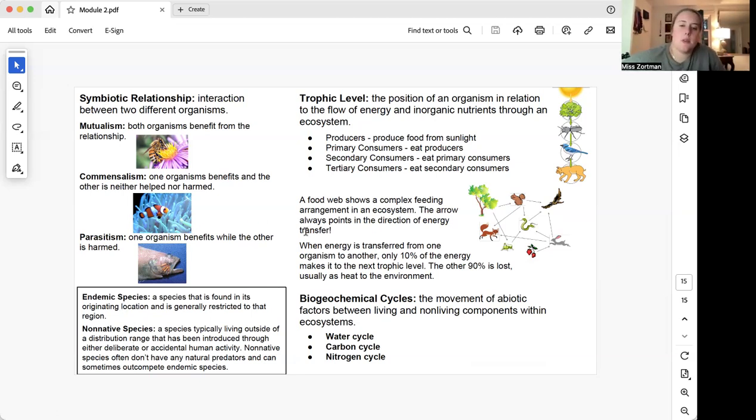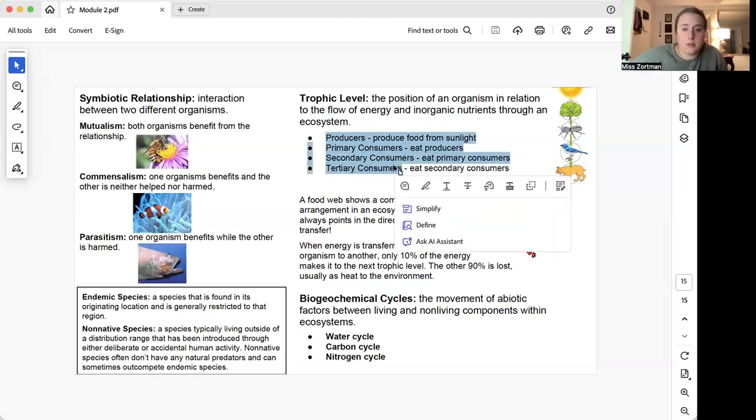Okay. And then we have food webs and food chains. Food webs, remember, are a lot more complex and they can show multiple organisms and how they all interact with each other. Whereas a food chain, it goes one to the next to the next to the next. So it's only showing one path, whereas a food web's kind of like a choose your own path kind of situation.